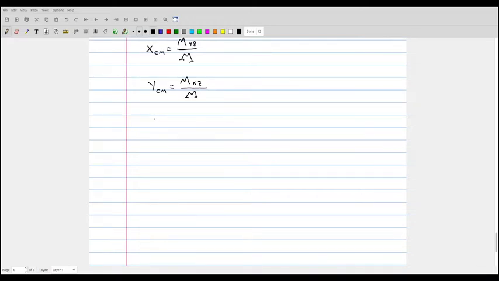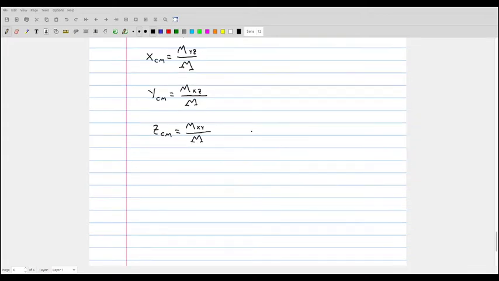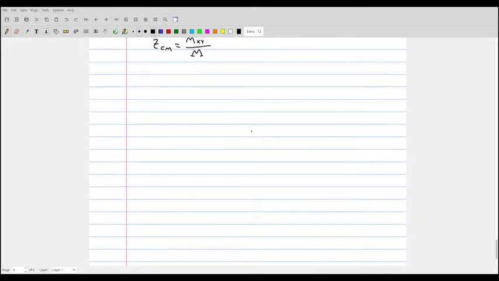And the z center of mass was the first moment of the z-axis, or the xy plane, divided by m. So we already have m, the total mass, and we have very nice triple integral formulas for each one of these expressions, all of the first moments.